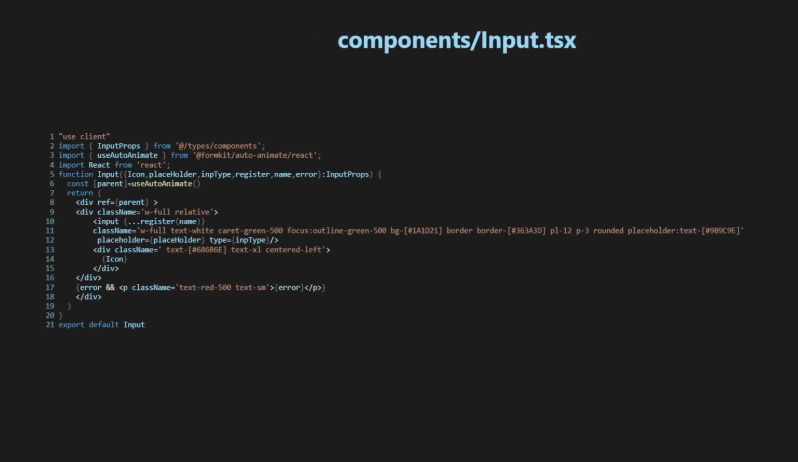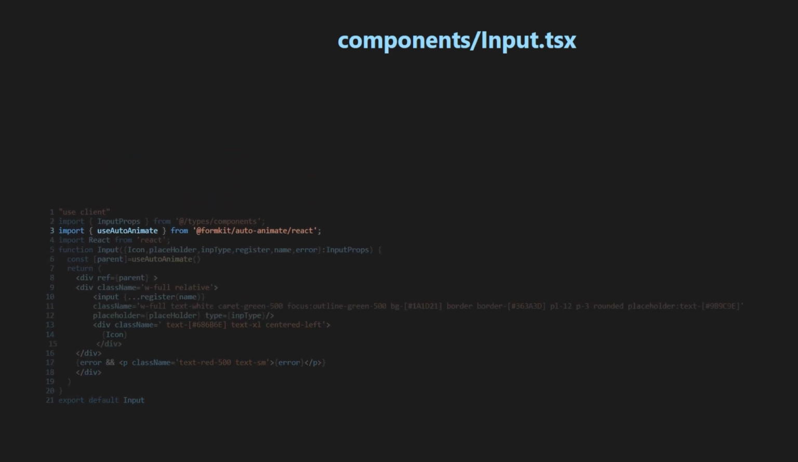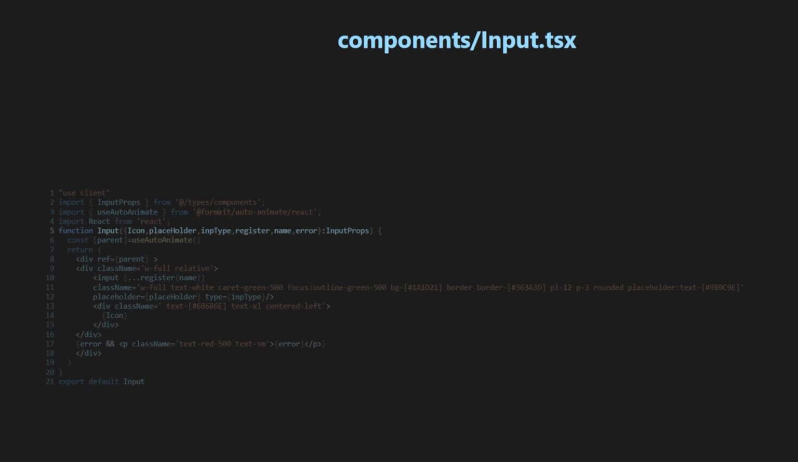In the components folder, write the input.tsx file. The input component will allow us to easily create input fields with icons and error messages. We will use the auto-animate hook for smooth animations and integrate it with React Hook Form for validation. Let's look at the code for our input component. The input component accepts several props, including an icon, placeholder text, input type, and validation methods from React Hook Form. These props allow us to customize the input field based on the context in which it's used.